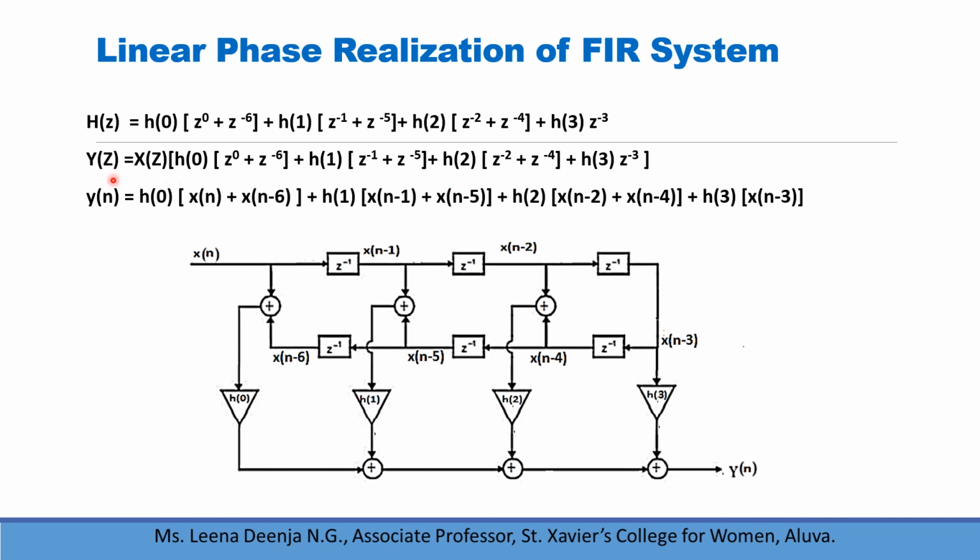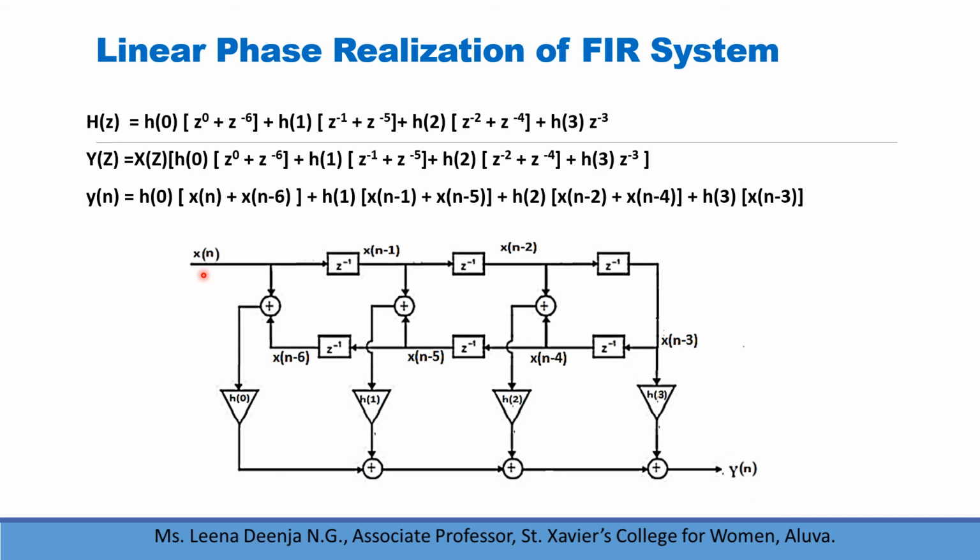Y(z) is the z transform of the output sequence y(n). Therefore, y(n) is the inverse z transform of Y(z). When we take the inverse z transform, then y(n) equal to h(0) into [x(n) plus x(n minus 6)] plus h(1) into [x(n minus 1) plus x(n minus 5)] plus h(2) into [x(n minus 2) plus x(n minus 4)] plus h(3) into x(n minus 3). So our input sequence is marked as x(n), and the output sequence as y(n).